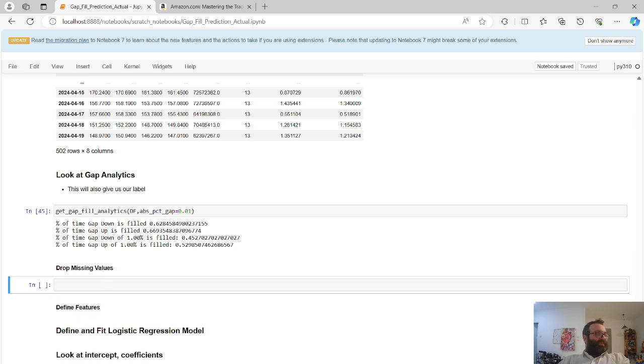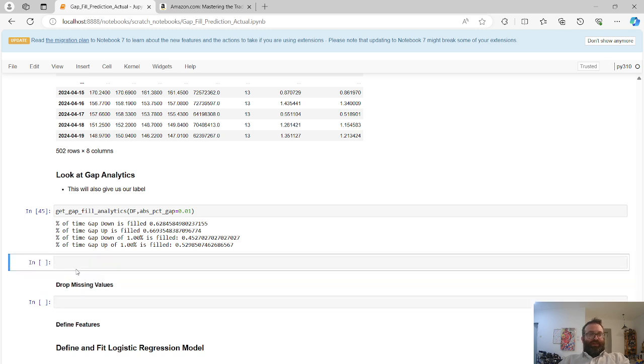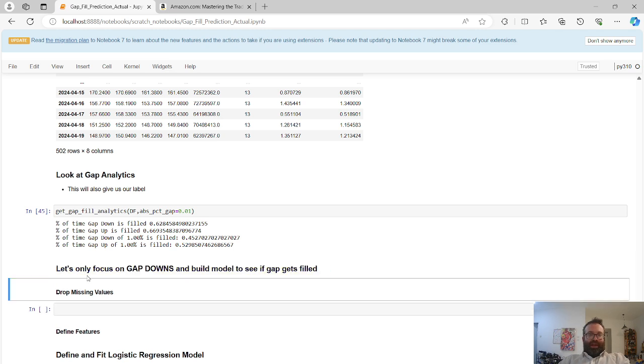Okay, so let's drop the missing values, the first 14, of course. Let's only focus on gap downs and build a model to see if the gap gets filled. Why do you want to focus on gap downs? Because I hate shorting stocks. I don't short stocks. So let's focus on gap downs and see if the stock goes up enough to fill the gap.